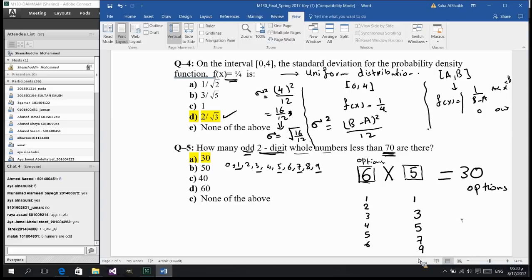For the ones place, I'm talking about an odd number, so for the number to be odd, the ones digit must be odd. So how many options do I have for the ones? Either 1 or 3 or 5 or 7 or 9. How many options do I have? I have 5 options. Okay? So 6 multiplied by 5 is 30 options. Yeah, a little bit tricky, but not difficult. Believe me, it's not difficult. Try to think about it yourself. Okay? Try to imagine the situation.